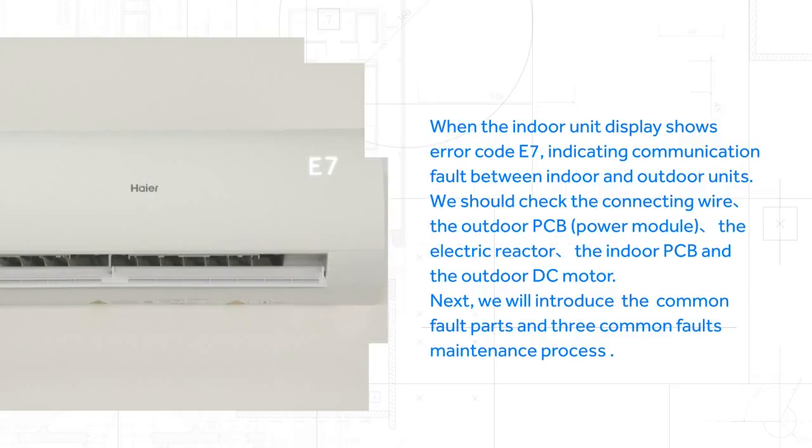E7 Error Troubleshooting. When the indoor unit display shows error code E7, indicating a communication fault between the indoor and outdoor units, we should check the connecting wire, the outdoor PCB, power module, the electric reactor, the indoor PCB, and the outdoor DC motor. Next, we will introduce the common fault parts and 3 common faults maintenance process.